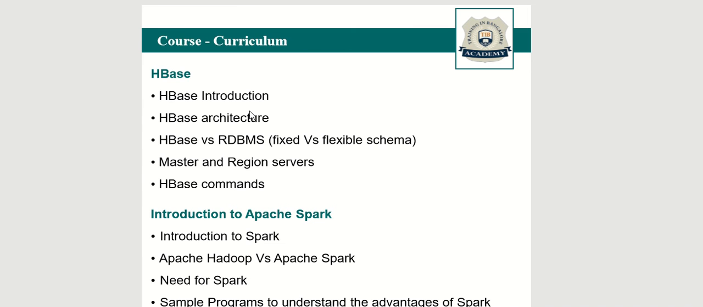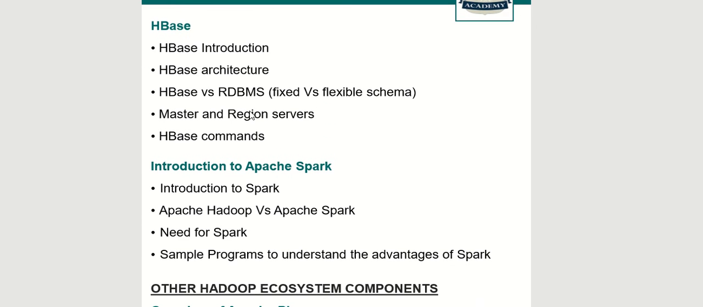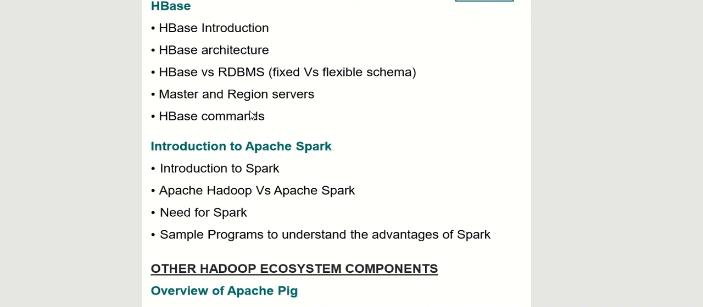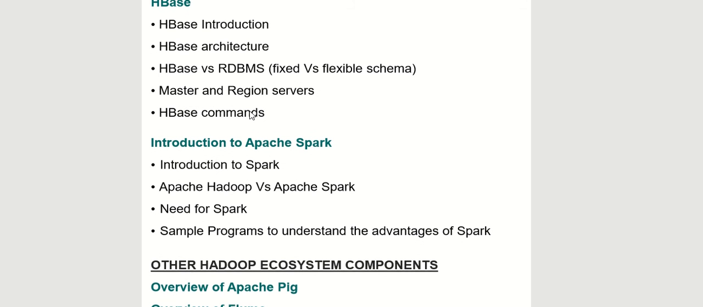So we'll go with HBase introduction and HBase architecture, and what the differences are between the traditional RDBMS and HBase. And once done, we have to cover the basics of Apache Spark. What is meant by Apache Spark, what are the differences between Hadoop and Spark, and why exactly we go for Hadoop and Spark. So basically, when I say Hadoop, it's all about batch processing, and when I say Spark, it's all about real-time data processing, how we could process the streaming data using Spark, with a couple of basic examples in Spark. So basically the sample programs to understand the advantages of Spark.